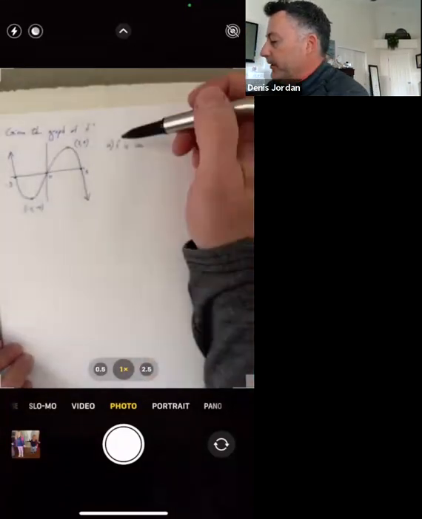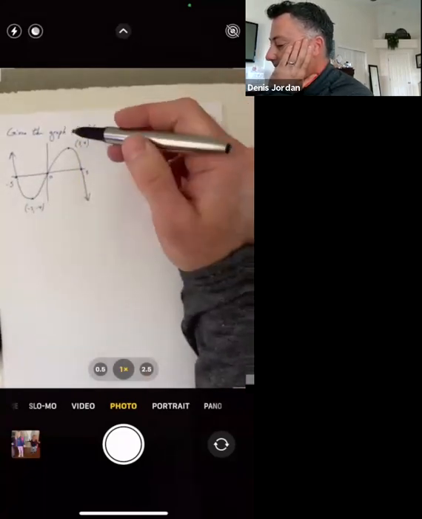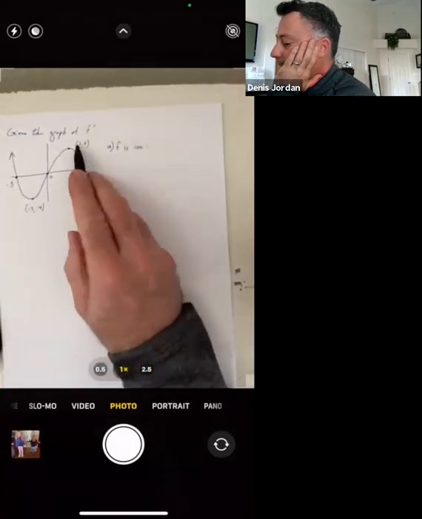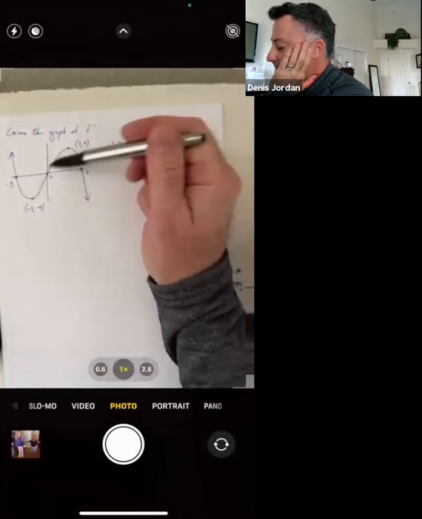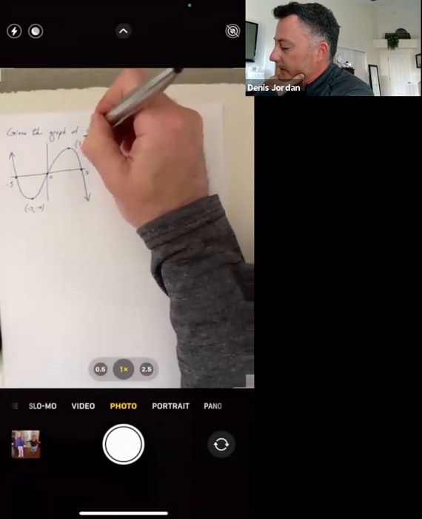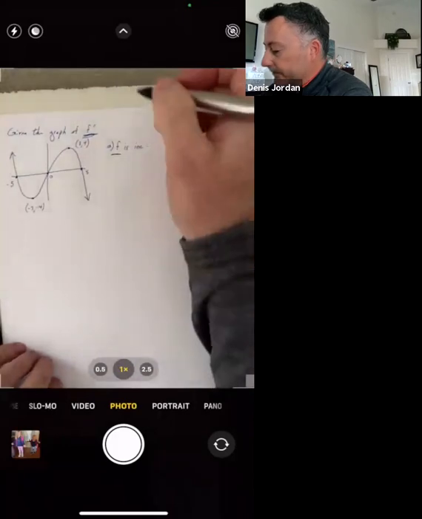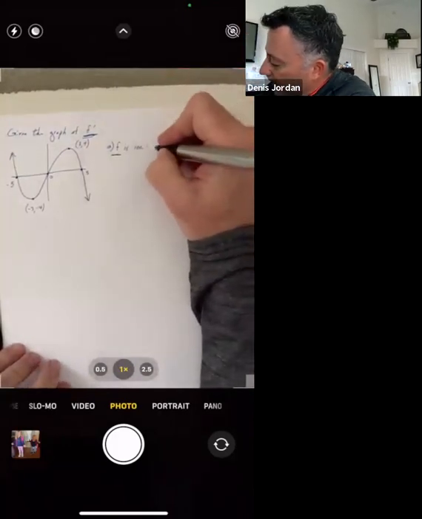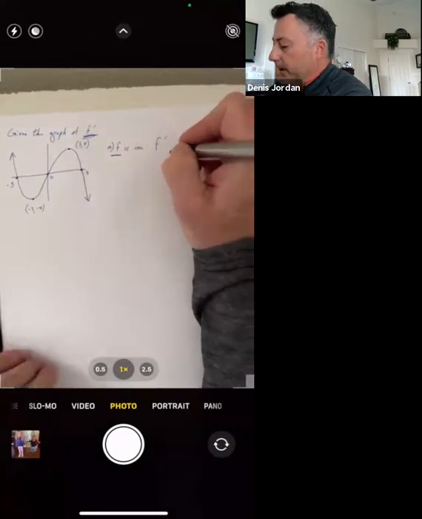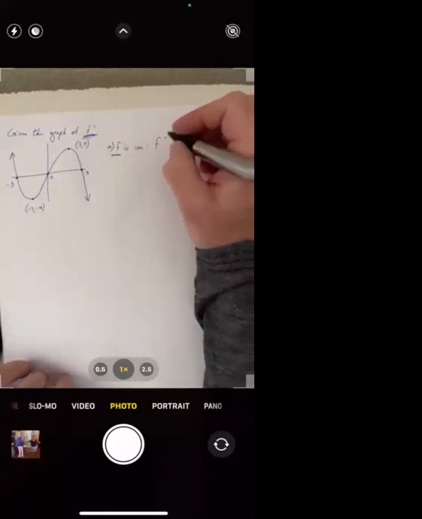Okay, so we want to figure out where the function is increasing, not where this graph is increasing, because I saw a lot of people do that. They wanted to tell me that it's increasing from negative 3 to 3. And yes, this graph is definitely increasing on that interval, but that's not what it's asking, because this is the derivative, and I'm asking about f, the function. So the function is increasing when the derivative is what? Would it be positive or negative? Positive.